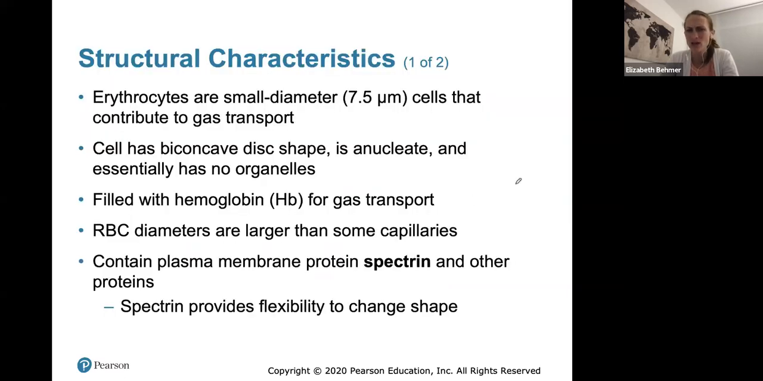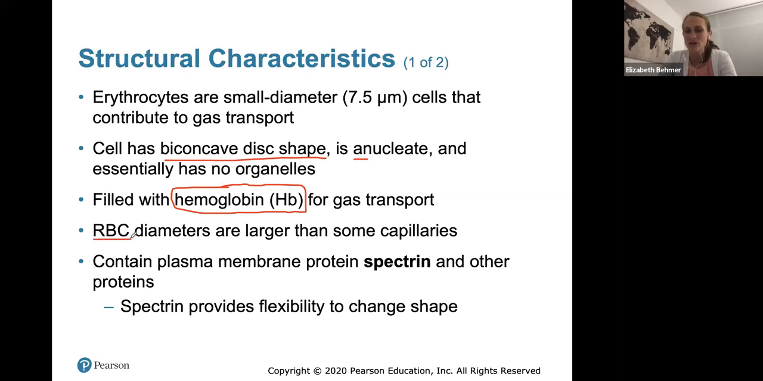So erythrocytes, we're going to talk a little bit about how they transport oxygen. They're a small diameter cell, and it contributes to gas transport. It's a biconcave disc shape. So think of it like a donut, but it still has the middle part in it. It's just very thin. It's anucleate, no nucleus, and it essentially has no organelles because it's filled with one type of protein, hemoglobin, because its only purpose is to transport oxygen. And hemoglobin is the protein that transports oxygen and carbon dioxide for gas transport.